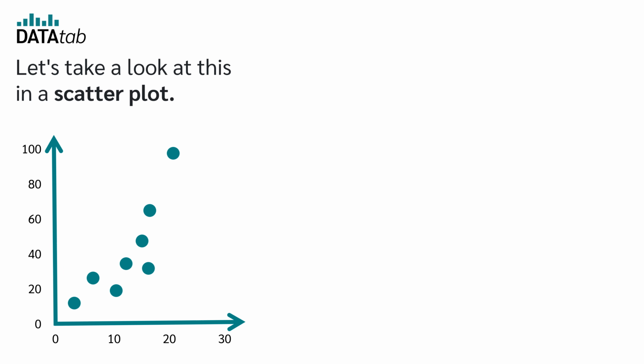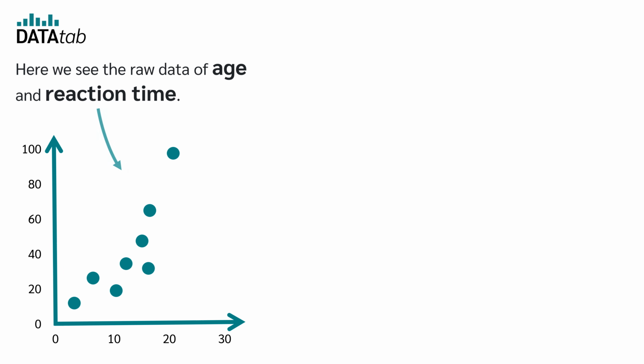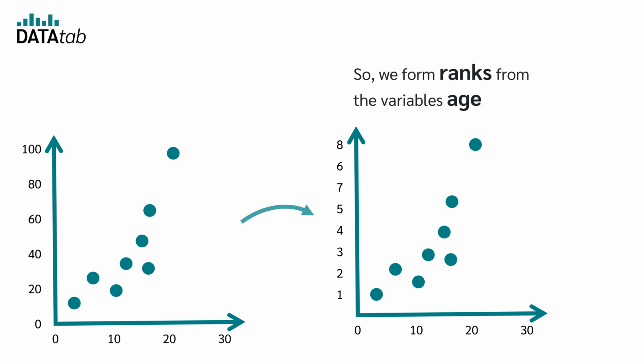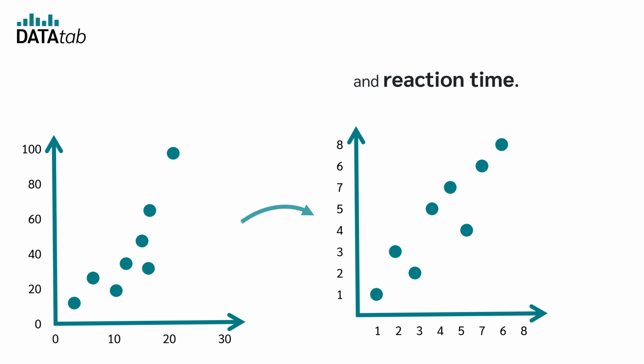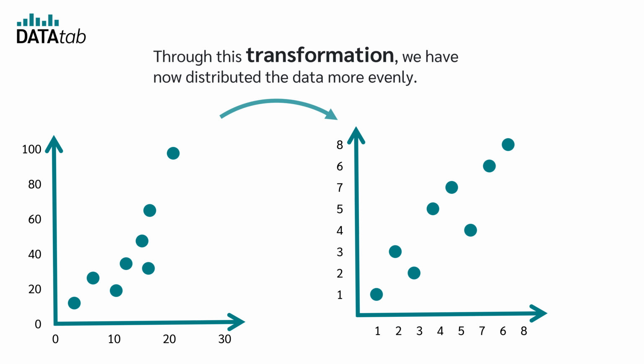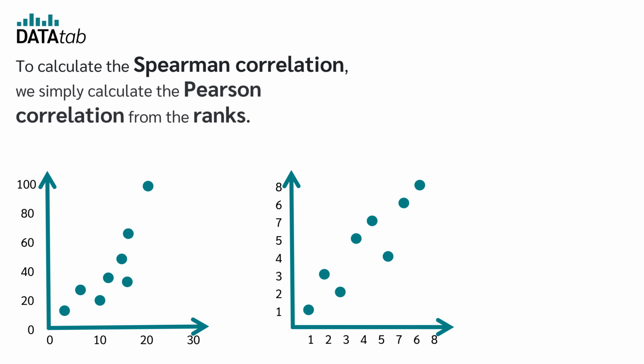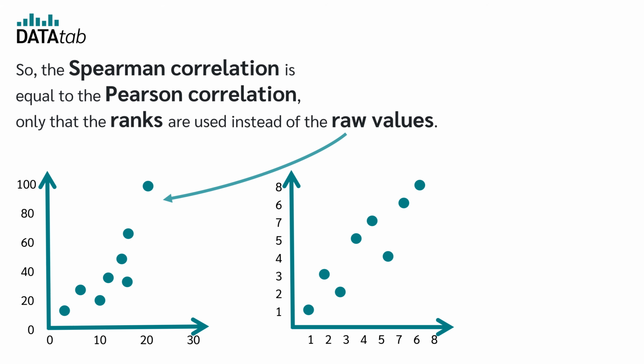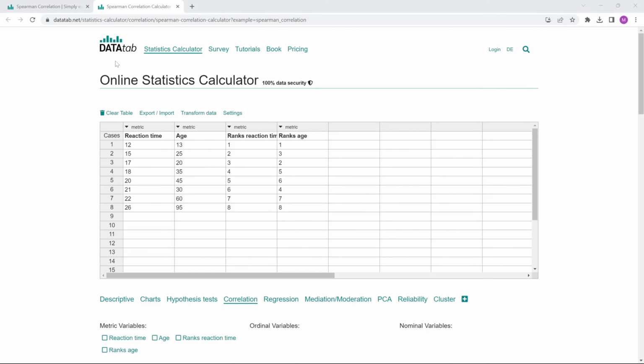Let's take a look at this in the scatter plot. Here we see the raw data of age and reaction time. But now we would like to use the rankings. So we form ranks from the variables age and reaction time. Through this transformation, we have now distributed the data more evenly. To calculate the Spearman correlation, we simply calculate the Pearson correlation from the ranks. So the Spearman correlation is equal to the Pearson correlation, only that the ranks are used instead of the raw values. Let's have a quick look at that in the Data tab.